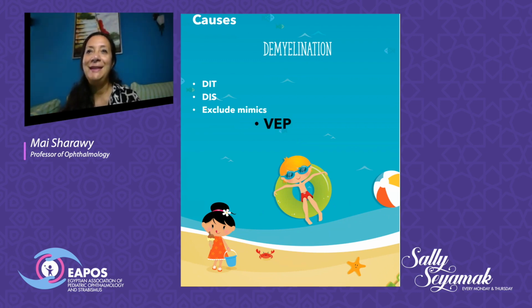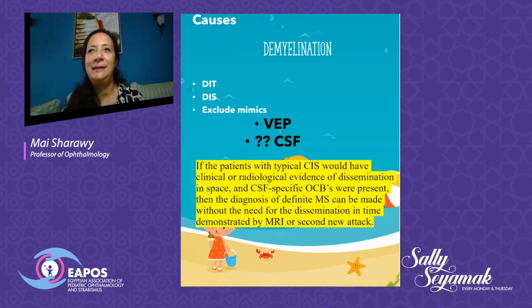The dissemination in space means that there are two attacks in two different areas. And now the VEP, which I want to thank you very much for ordering in this child, we detected here there is delay in latency. And this is an indicator of dissemination in space. And we still need the CSF oligoclonal bands in order to diagnose MS, because according to McDonald's criteria in 2017, the most recent modified criteria, having the oligoclonal bands in CSF can replace dissemination in time.